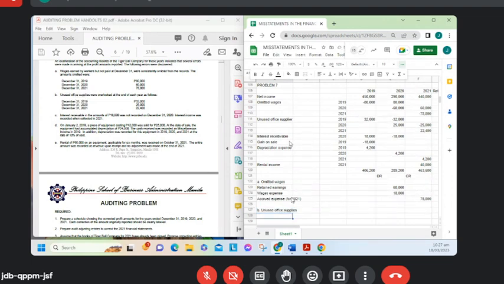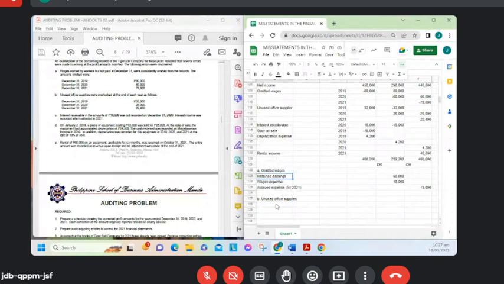So the entry is, we have an understated retained earnings. So a credit to retained earnings. So a debit to unused supplies. So unused supplies debit amounting to 22,400. Retained earnings credit amounting to 25,000.